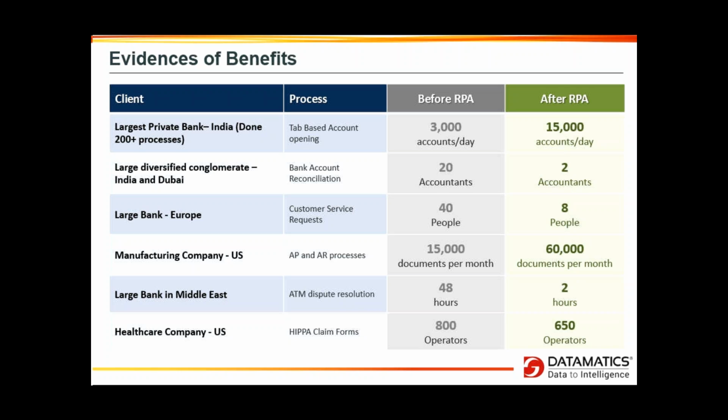And customer service requests like change of phone number, change of address. Another very big example is one of the large banks in Europe, and we have been able to do very good justice to that. It also had trade finance, which is not mentioned here. The name of the bank is Deutsche Bank. For a manufacturing company in the US, AP and AR processes saw 4 times growth in the documents being processed. Another thing is the ATM dispute.